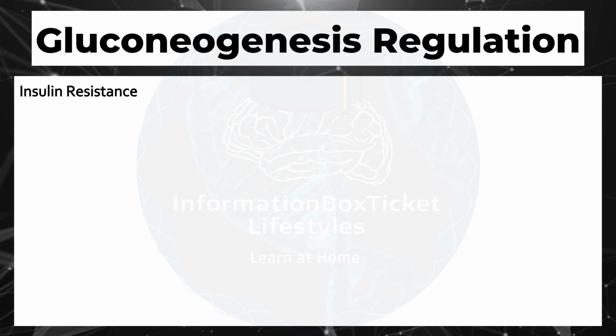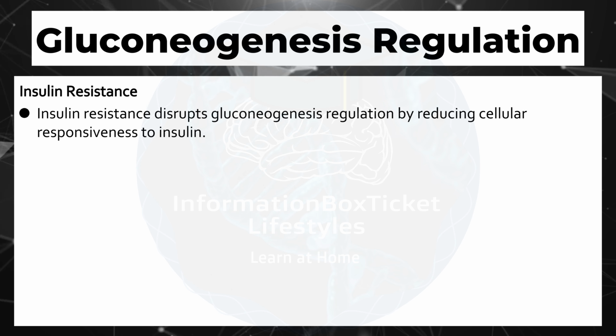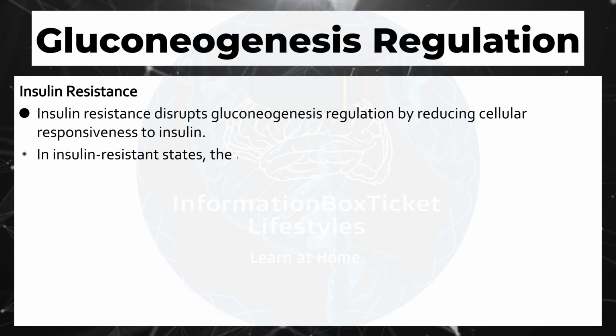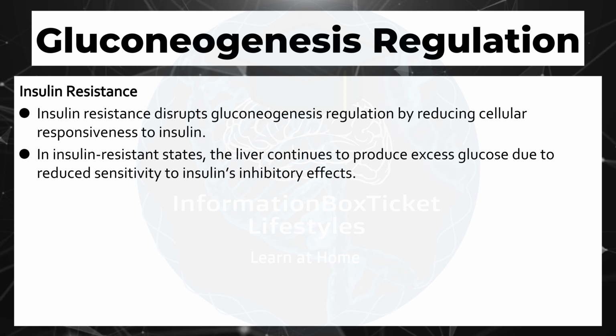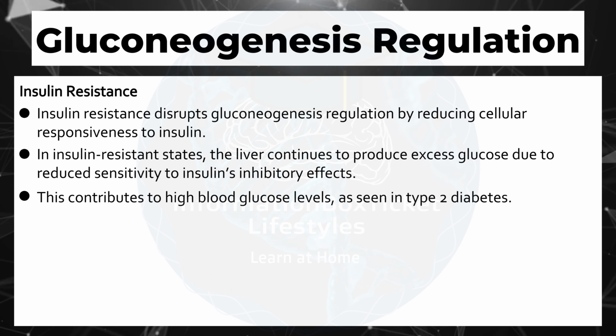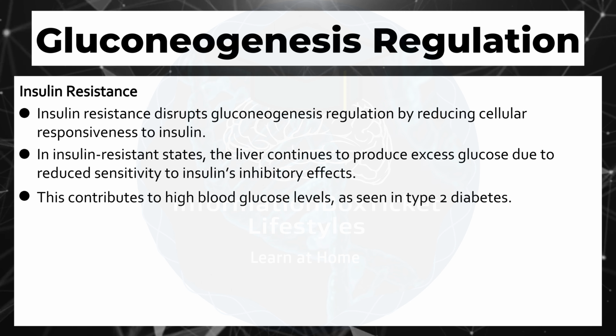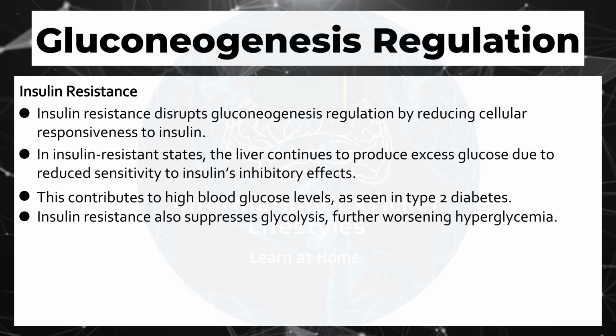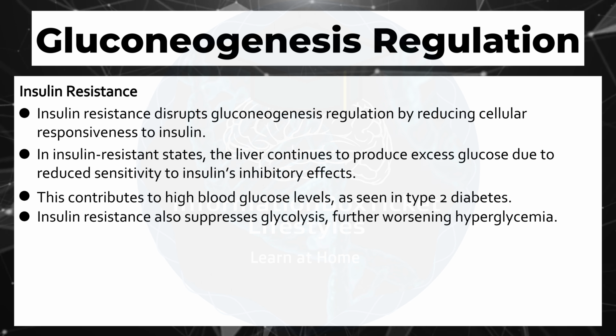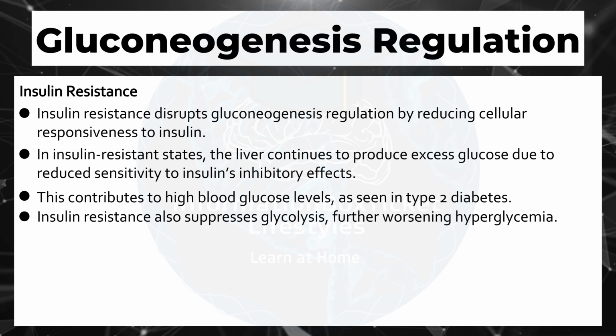Insulin resistance. Insulin resistance disrupts gluconeogenesis regulation by reducing cellular responsiveness to insulin. In insulin-resistant states, the liver continues to produce excess glucose due to reduced sensitivity to insulin's inhibitory effects. This contributes to high blood glucose levels, as seen in type 2 diabetes. Insulin resistance also suppresses glycolysis, further worsening hyperglycemia.